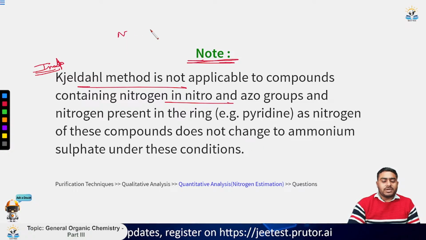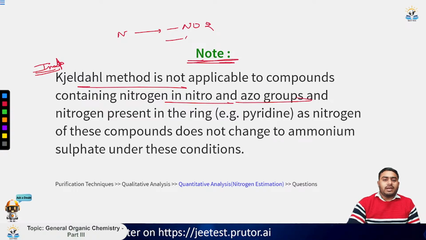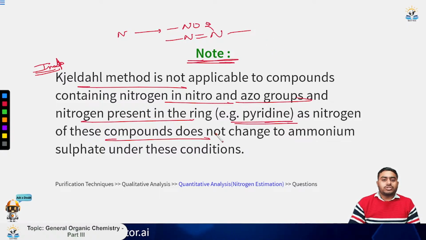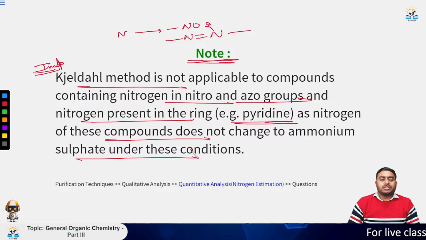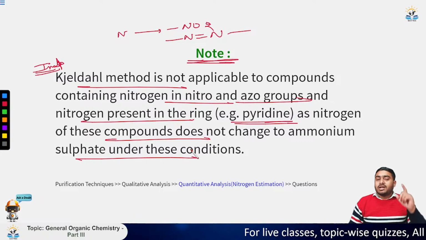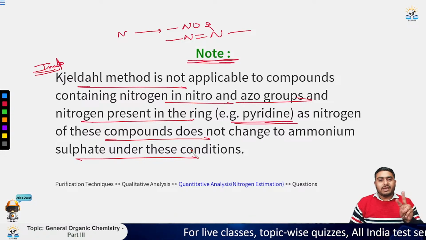If nitrogen is present in NO2 form, in azo groups, N double bond N forms, and nitrogen present in the ring, for example pyridine. The nitrogen of these compounds does not change to ammonium sulfate under these conditions. So if nitrogen does not change to ammonium sulfate, the Kjeldahl method is not applicable to these compounds.